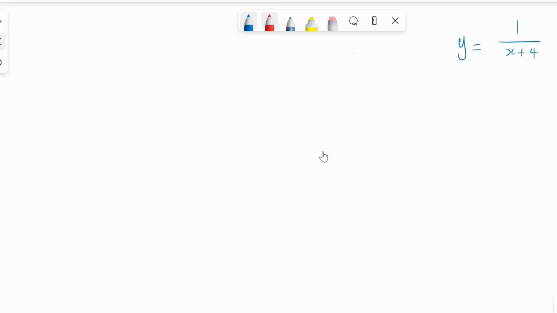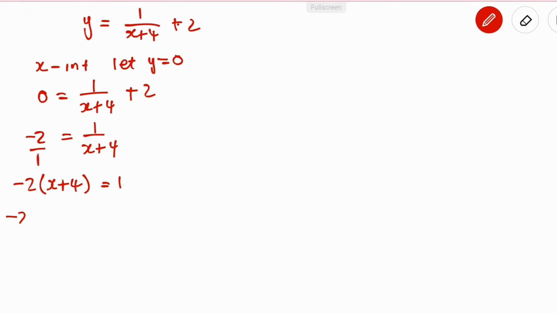So let's solve it. For the x-intercept, we need to let y equal 0. So wherever we see y, we're going to substitute 0. So it's going to be 0 equals 1 over x plus 4, plus 2. Then we're going to solve for x. So we're going to take the 2 to the other side. So negative 2 equals 1 over x plus 4, divided by 1, so we can cross multiply. So negative 2 multiplied by x plus 4 equals 1 multiplied by 1, which is 1. So we're going to distribute the negative 2. So it's going to be negative 2x minus 8 equals 1.